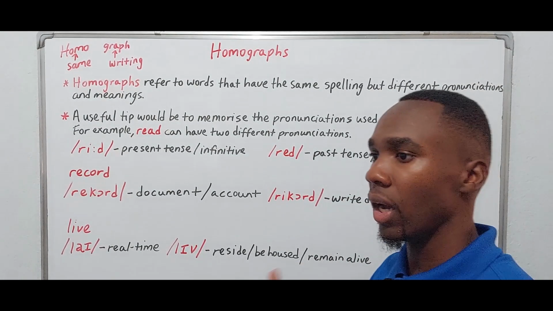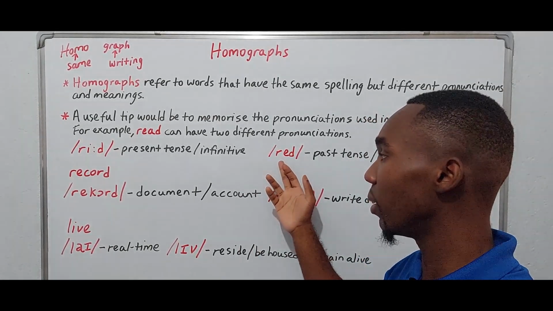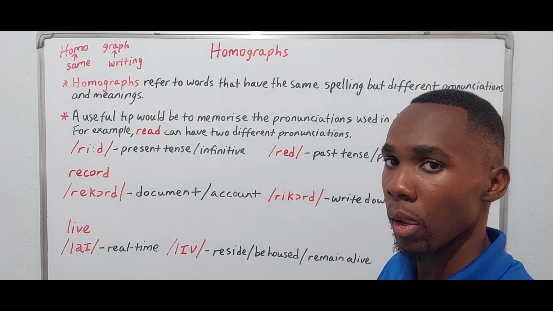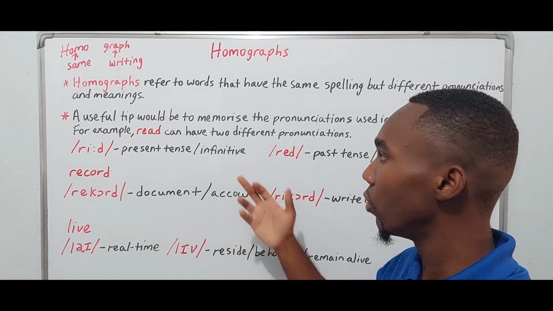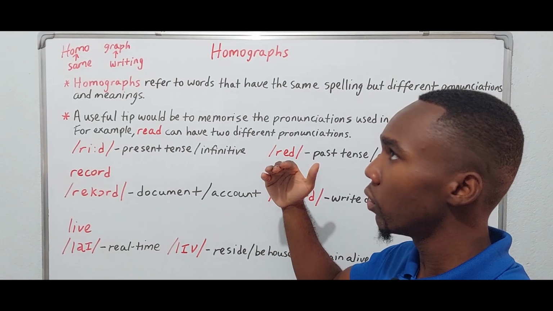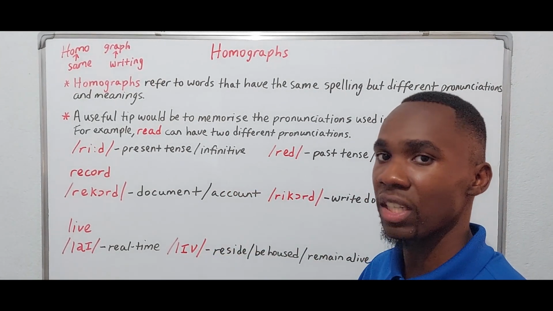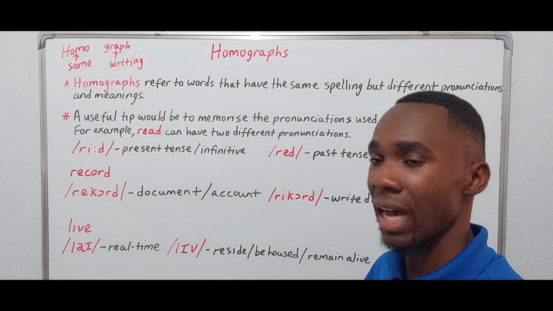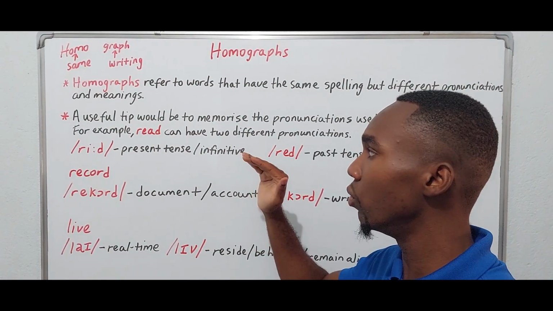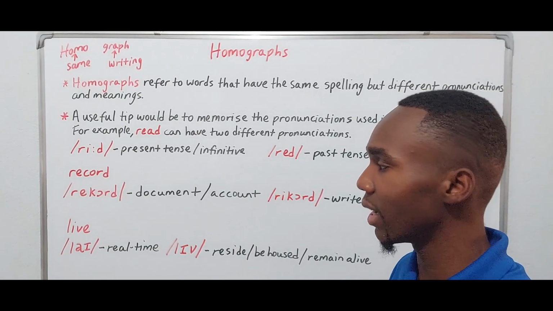For example, I have read the article, right? So this pronunciation applies to either the past tense or the past participle, right? So this would be an example of a homograph. So you have to learn the different pronunciations of a word and the context in which that pronunciation is used. So that's how you would navigate homographs, right? So let's look at some more examples.